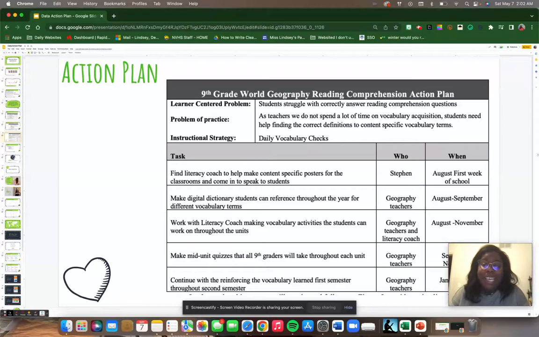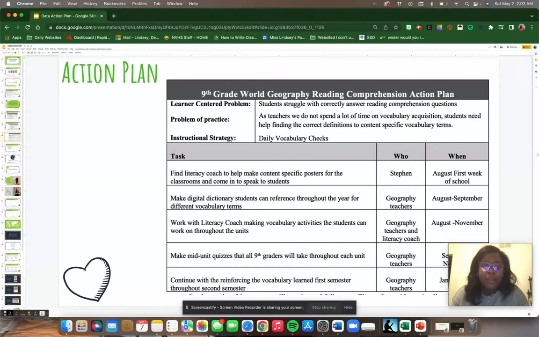That would be great. And that would be very helpful to do the first week of school, just so the posters will be ready for every unit, or maybe even have it up throughout the entire year. Secondly, make a digital dictionary students can reference throughout the year for different vocabulary terms. Just having a running dictionary would be very, very helpful. The different geography teachers could just easily get on top of that.